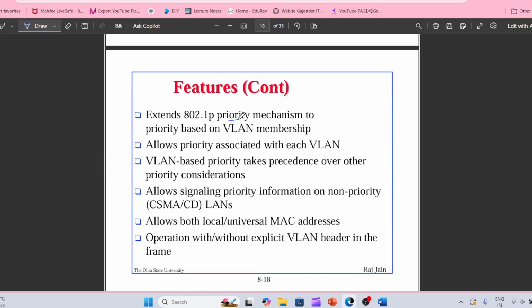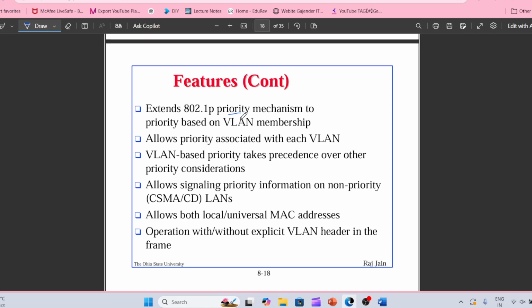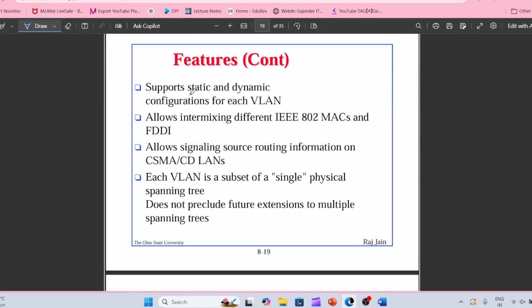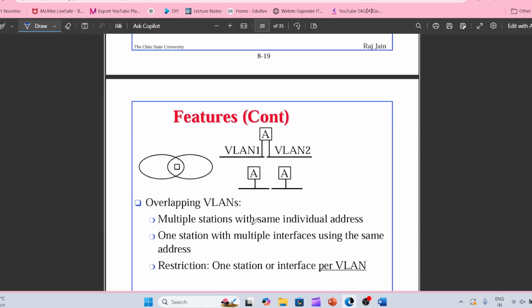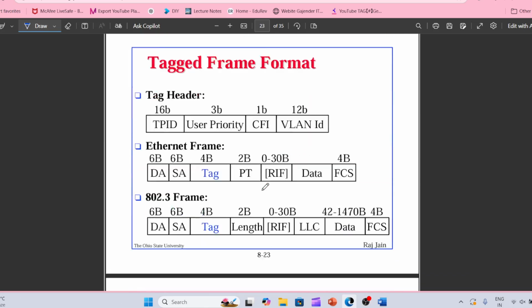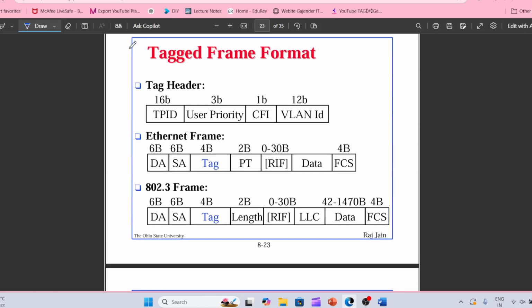So in that we have P also. P means the priority mechanism, which we have introduced in our VLAN member. It supports static and dynamic configuration of VLAN, and it also provides intermixing of IEEE 802.3 MAC and FDDI. We have some rules, and this is not important from the exam point. Now this is again important if the examiner asks a little bit advanced question.